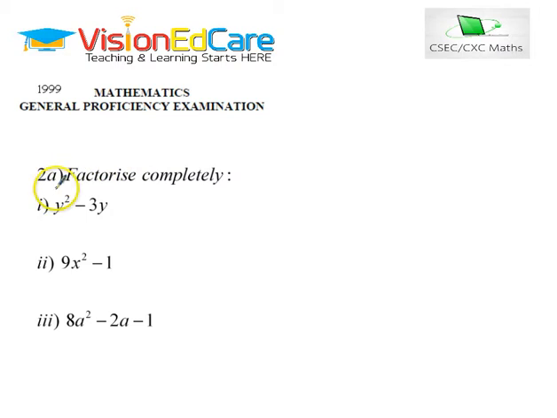Here we have question 2a, and you're asked to factorize these three expressions. What you need to do in part 1 is to look for the common factor in the expression, and the common factor here is y, so we need to factor out y. So you need to think of what times y gives us y squared, and that's obviously y, and what times y gives us minus 3y, so that's going to be minus 3. So the expression is factorized.